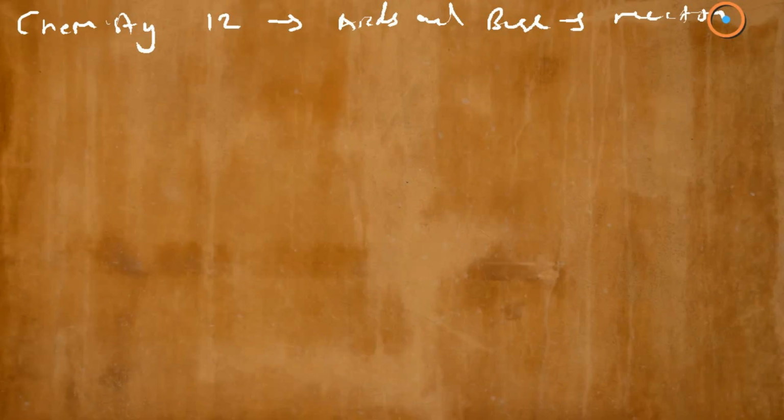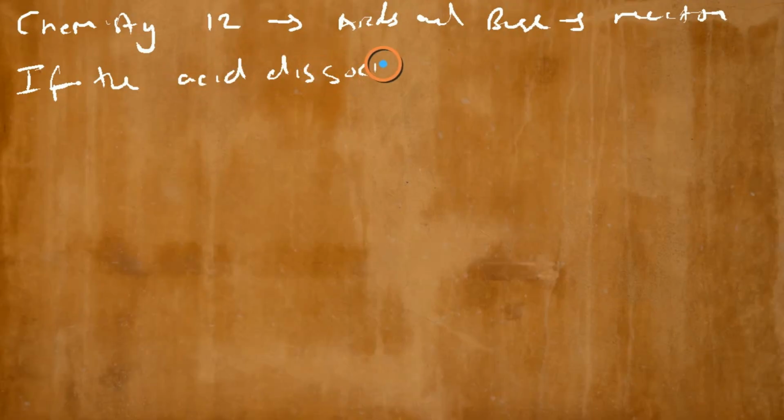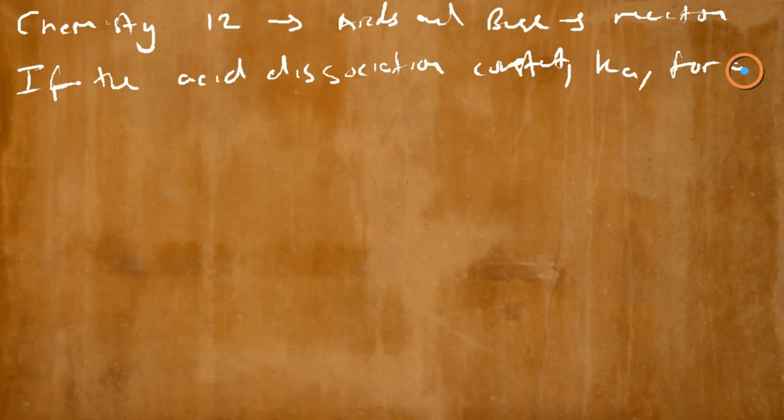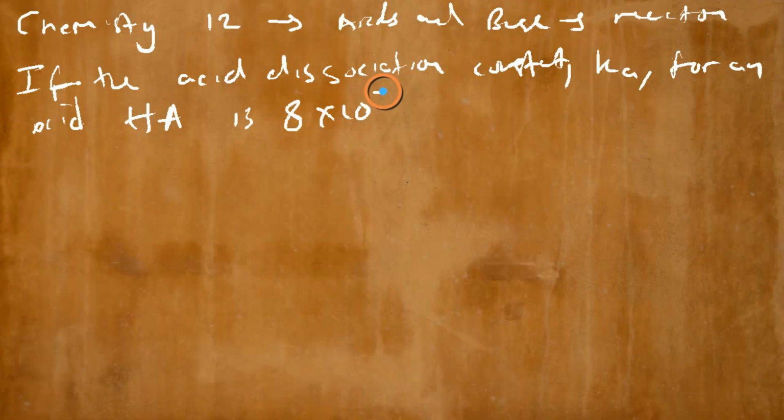In this case, we're going to consider a question, and the question is as follows. If the acid dissociation constant, and this constant is given by Ka, for an acid, and let's say this acid is some HA, we don't know what this is. So this dissociation constant has a value of 8 times 10 to the negative 4, and this dissociation is happening at 25 degrees Celsius.